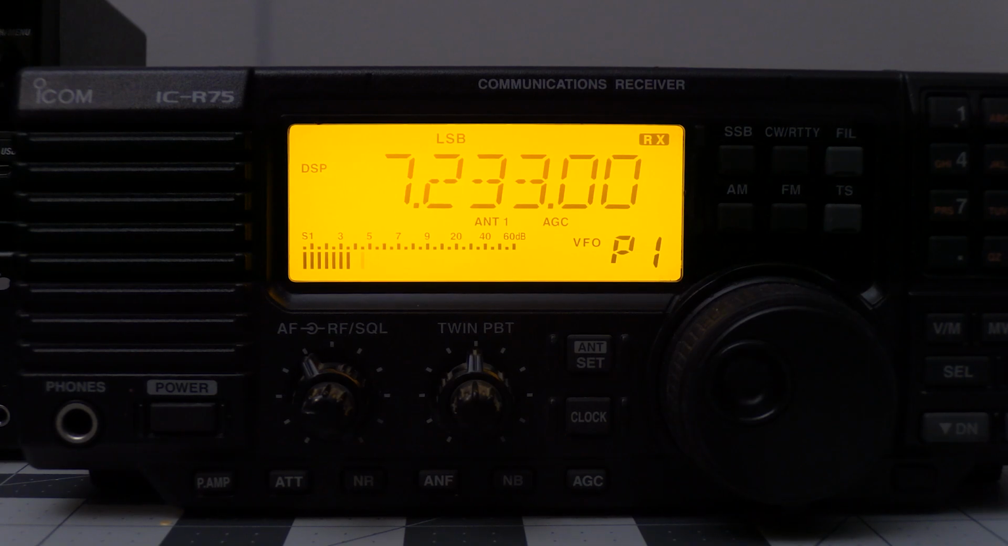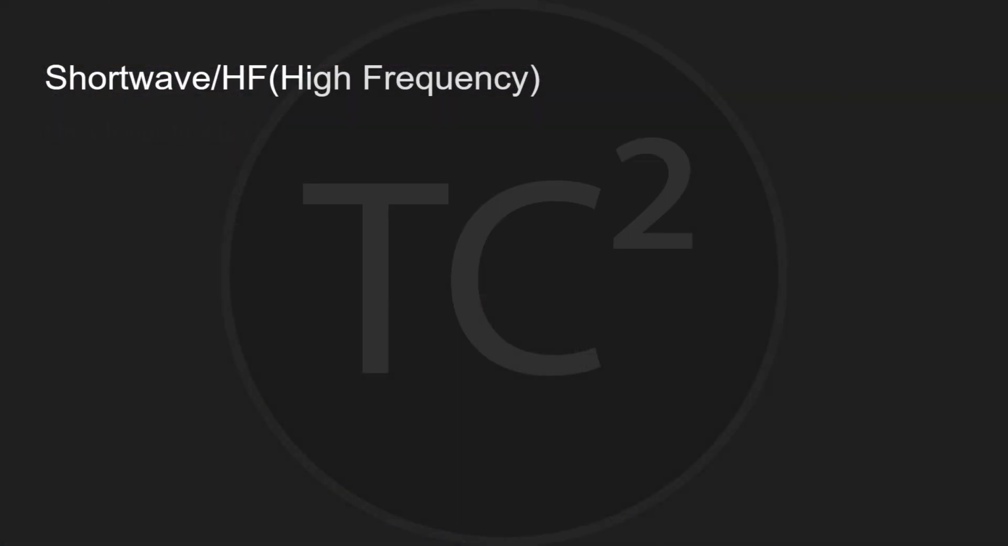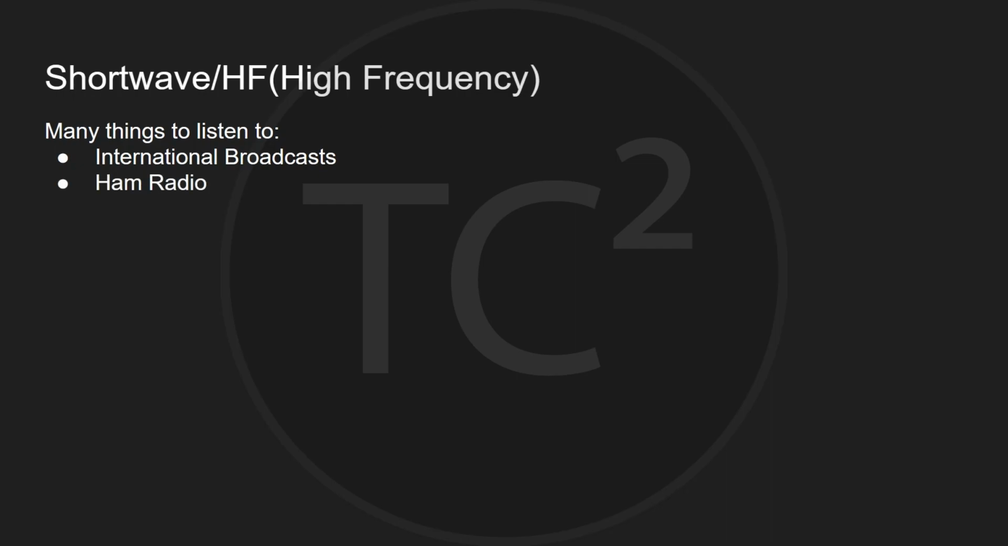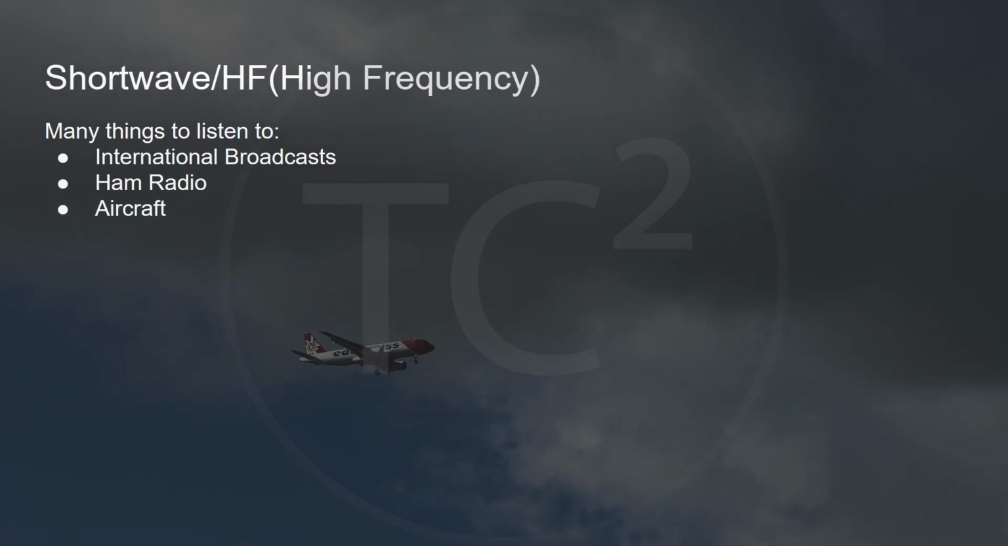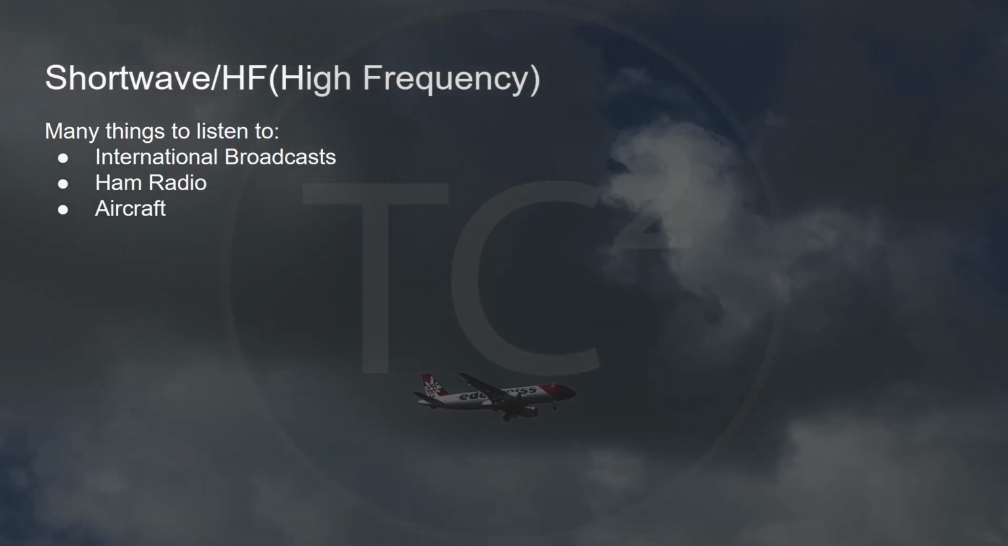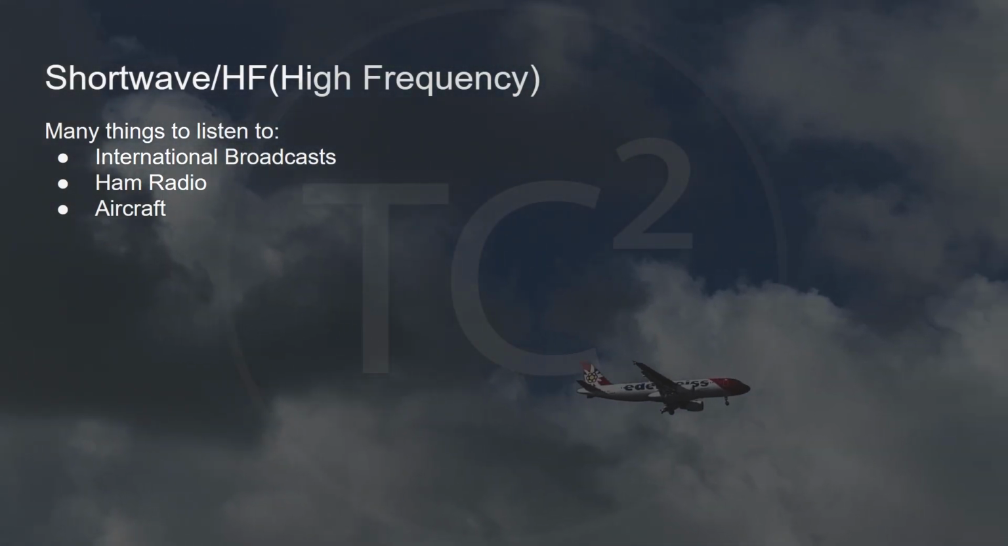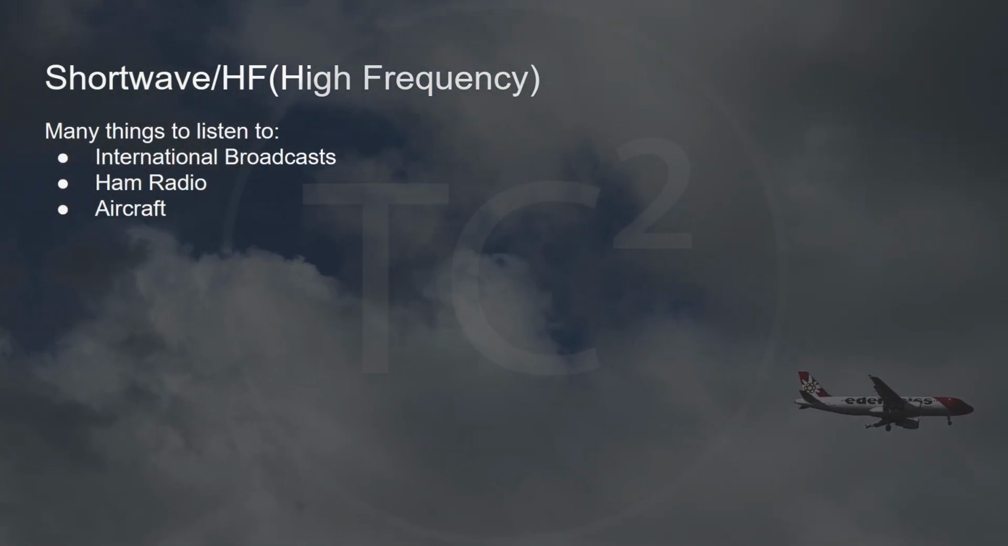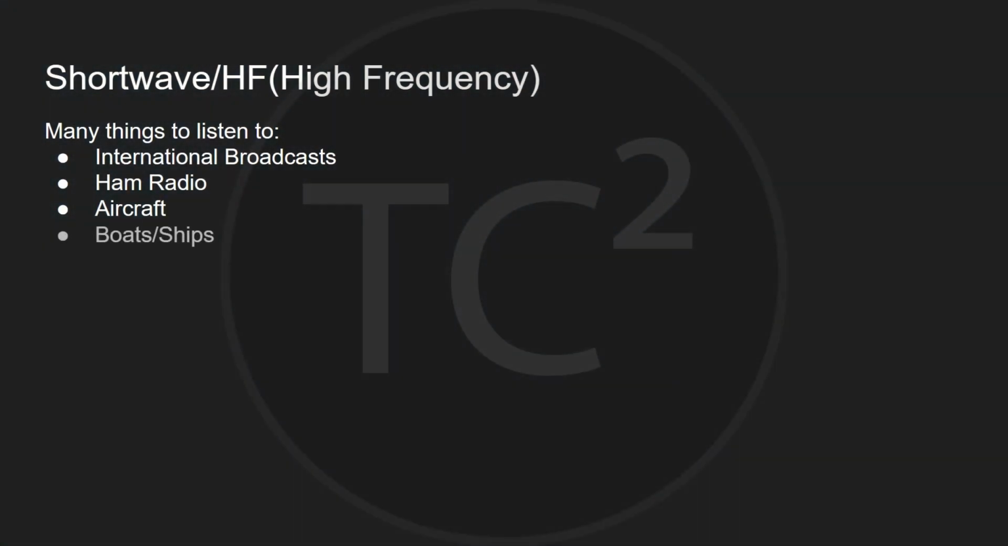And there's many things from around the globe that you can listen to on these lower frequencies. Things like international broadcasts, which is going to be news, music, and cultural programs from different countries. There's ham radio, and these lower frequencies are popular with ham radio operators due to the long distances you can communicate on these bands. Then there's aircraft, and typically when aircraft are flying over the ocean and get beyond line of sight, they'll communicate on these HF frequencies. And that same thing applies for boats and ships.